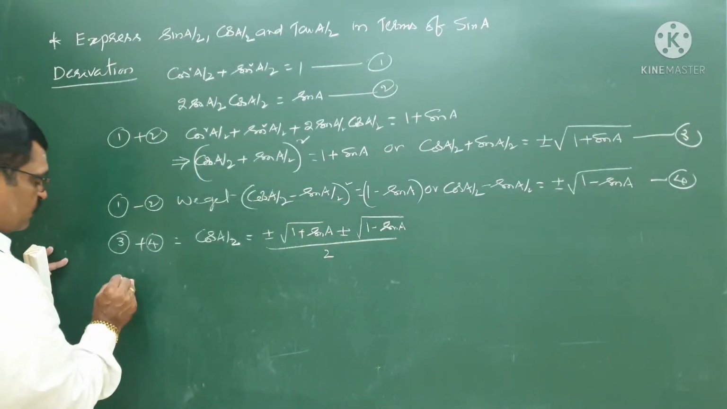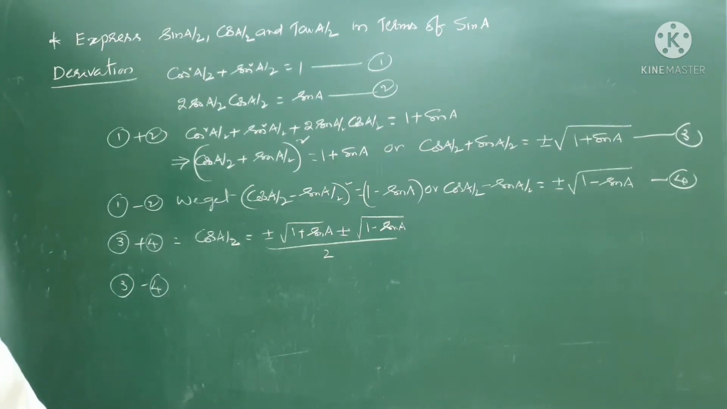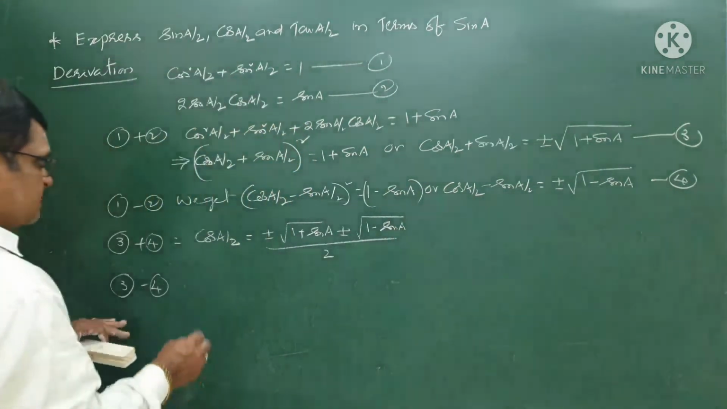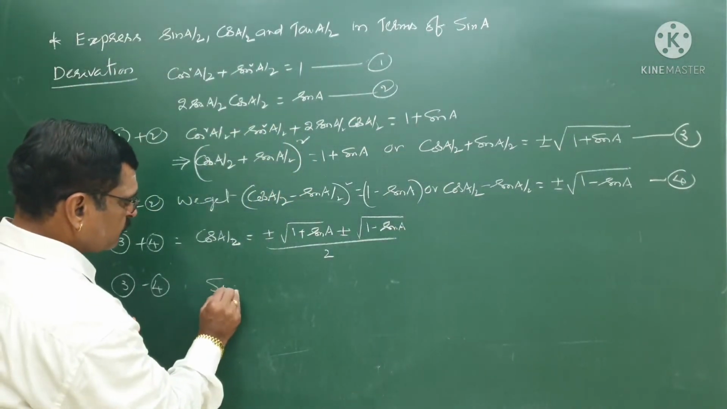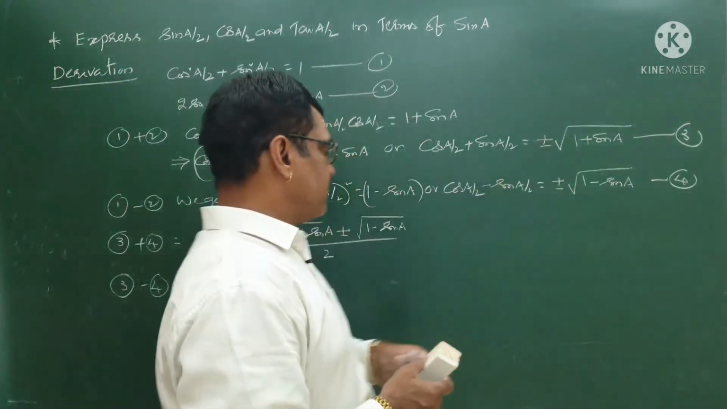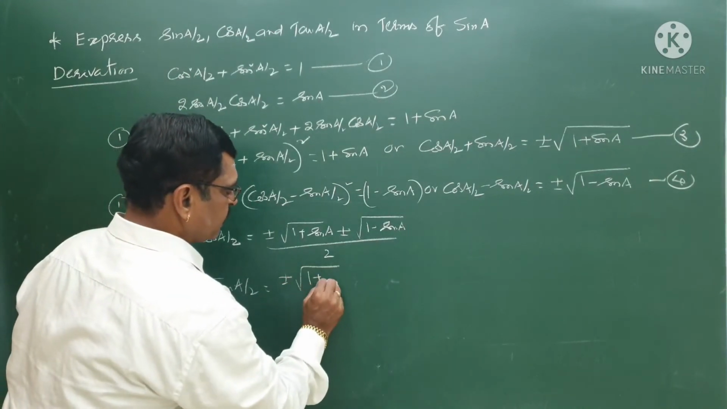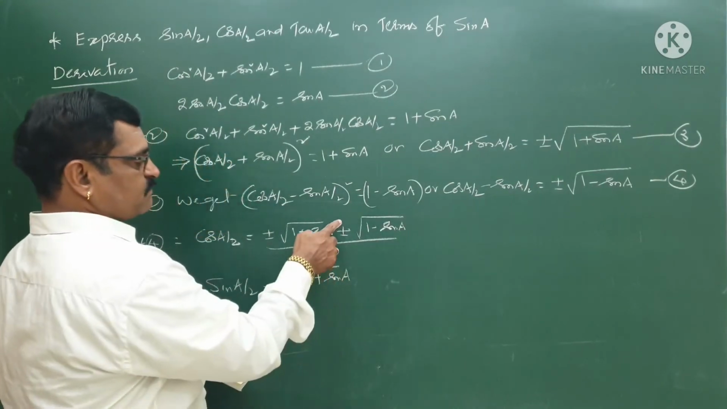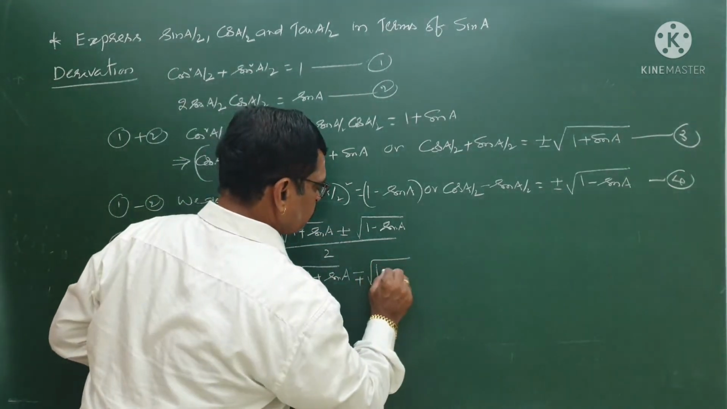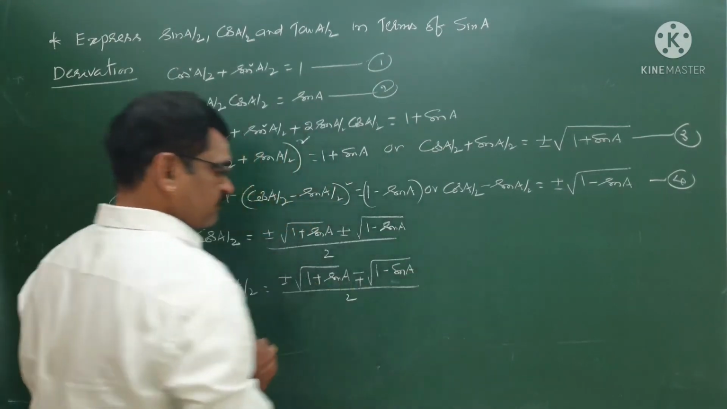Next time, I will go for 3 minus 4. In 3 minus 4, the cos terms will get cancelled, it will become plus. So we have sin A by 2 is equal to this plus or minus, it won't change, plus or minus root of 1 plus sin A. And this plus or minus will become minus or plus root of 1 minus sin A, of course, by 2.